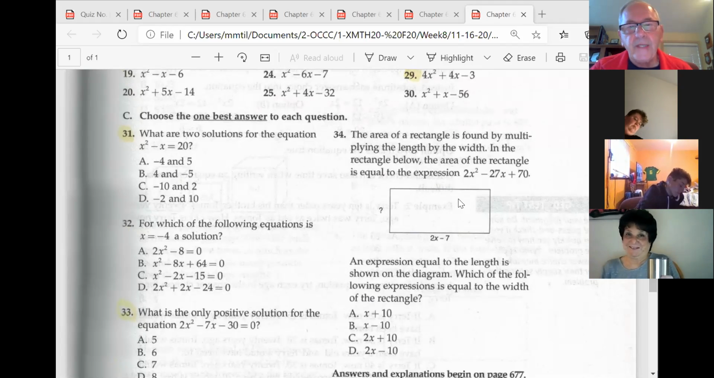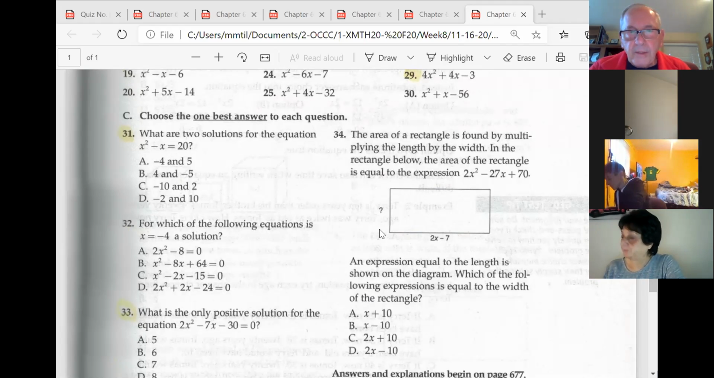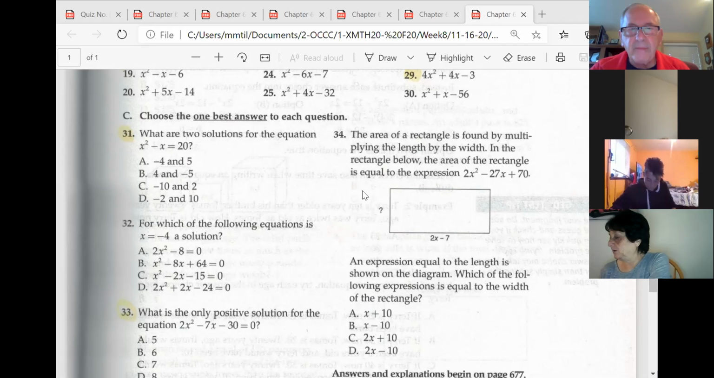Look at 34. There are a lot of problems like this when you get into higher algebra. Figuring out the area of something where you've got a variable involved. We know the area is equal to length times width, right? So we know that it's going to be 2x minus 7 times this value. And we know that this value times this is equal to this. So you can go ahead and solve for this by dividing this into this.